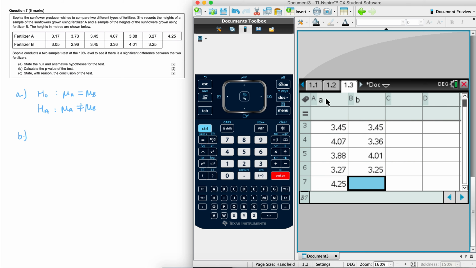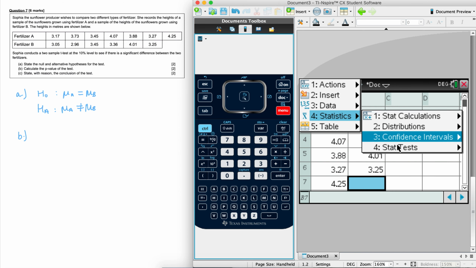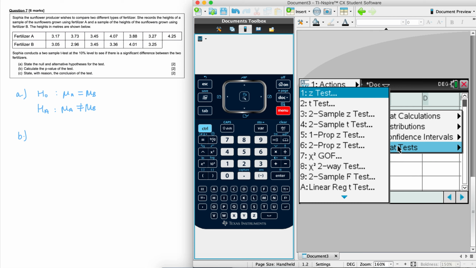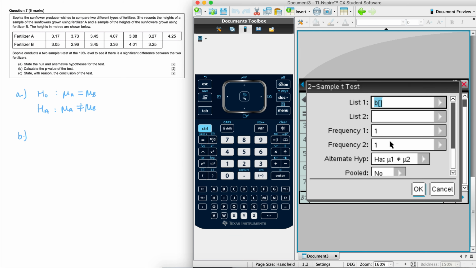Okay, so there's the data that I've put in there. And then we're going to go to menu, statistics, and statistics tests. And we have a t-test, okay? Now we actually have a 2-sample t-test, okay? This is the only type we do in the IB, and it's 2 different samples that we're looking at together. And we have the data that we've put in. The statistics is only if you don't know the individual values, but we do, so it's the data. So the first list I called A, the second list I called B.